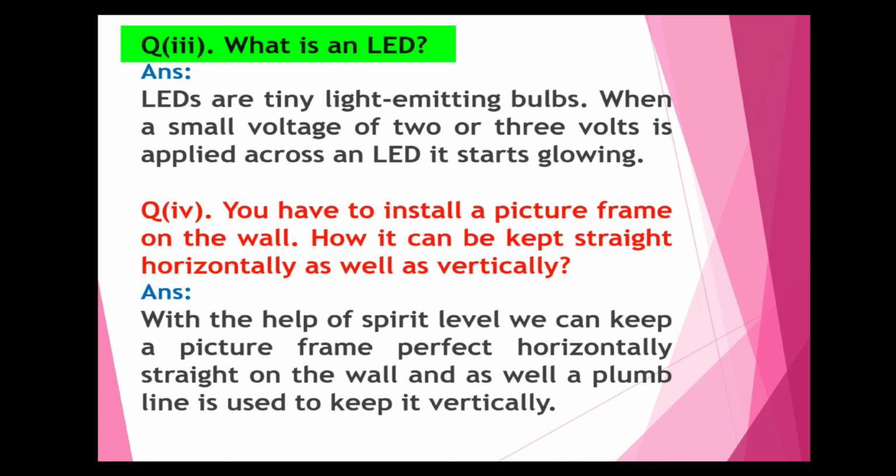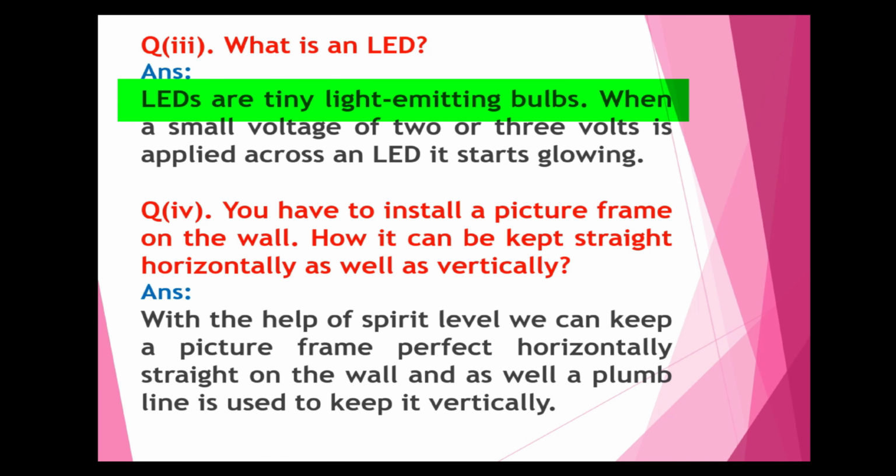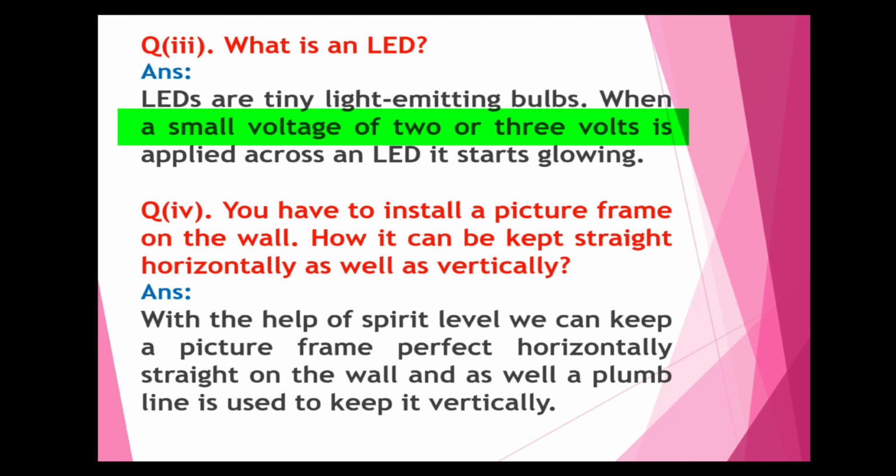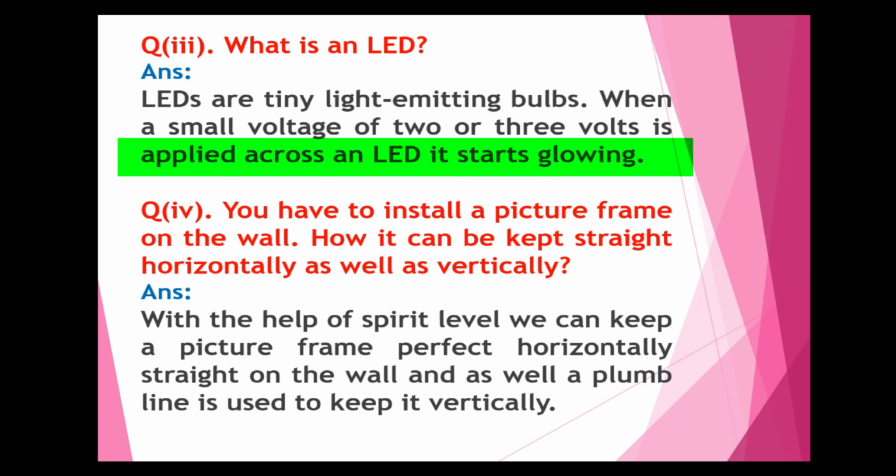Question number 3. What is an LED? Answer. LEDs are tiny light-emitting bulbs. When a small voltage of 2 or 3 volts is applied across an LED, it starts glowing.